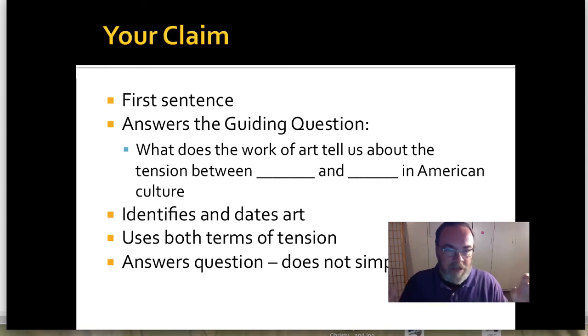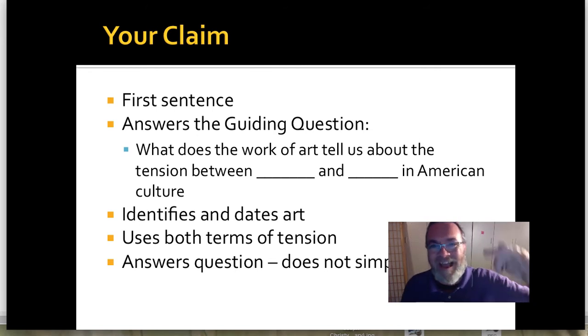So your claim is going to be your very first sentence, and it's going to answer the guiding question, what does the work of art tell us about the tension between blank and blank in American culture? You should pick this tension from our American cultural tensions list. For this project, no making up new tensions. You work with one of the ones on that list. And remember, a tension is two terms, and we're going to use both terms in our claim. Our claim also should identify the work, the title of the work, and the date that it was created to the best of your research knowledge.